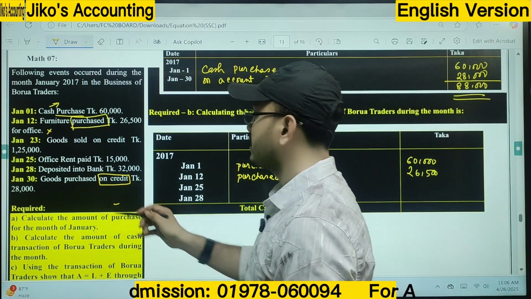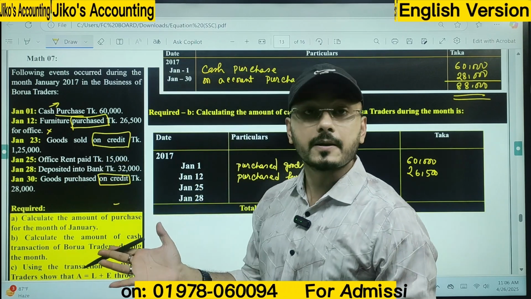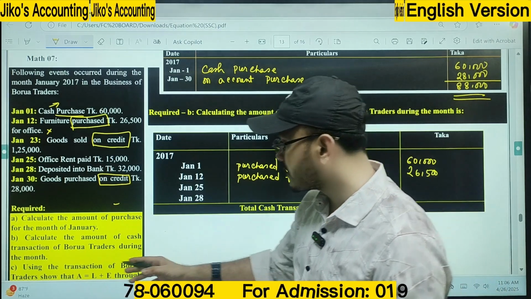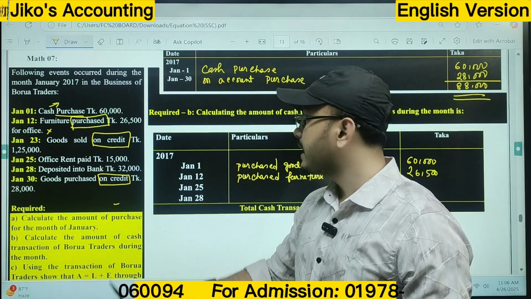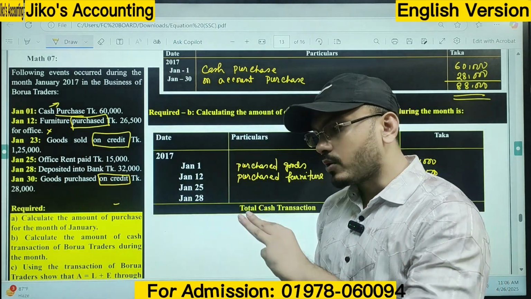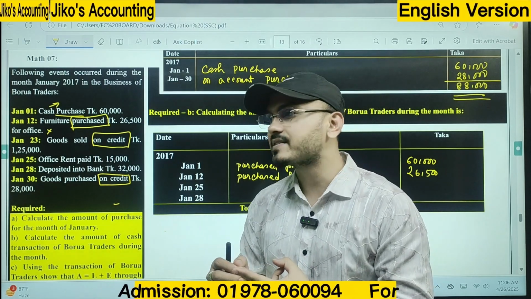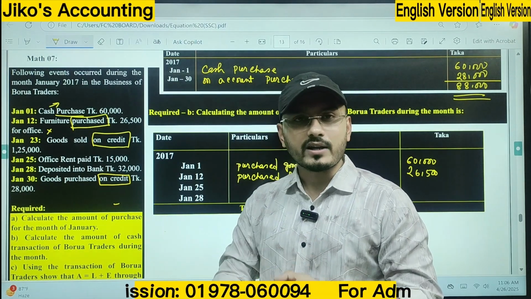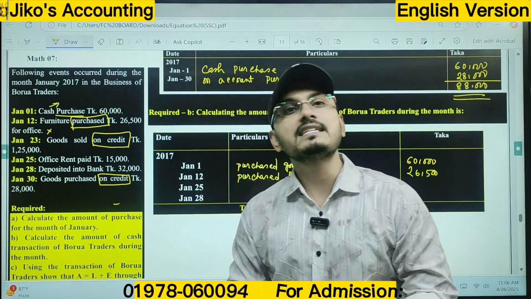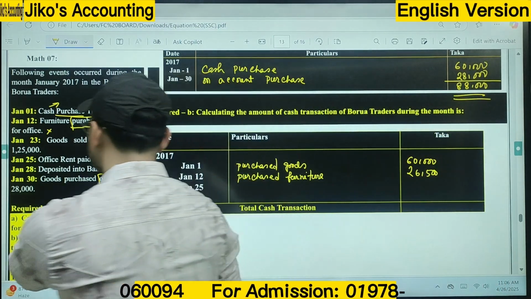Now try to get this one. Goods sold on credit. No on-credit transaction would be included here, because on credit means non-cash transaction. So what we have been told here is only cash transactions. Again, I am saying these three terms you need to remember: on credit, on account, and outstanding. These three words always indicate non-cash transactions. I think you can get it.